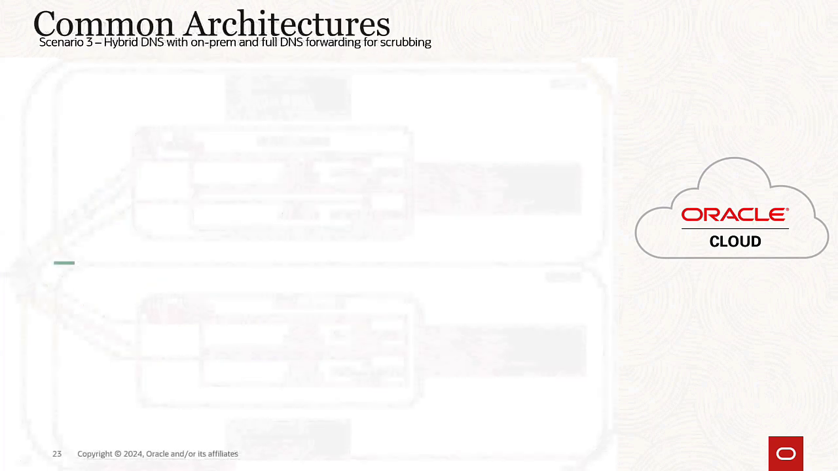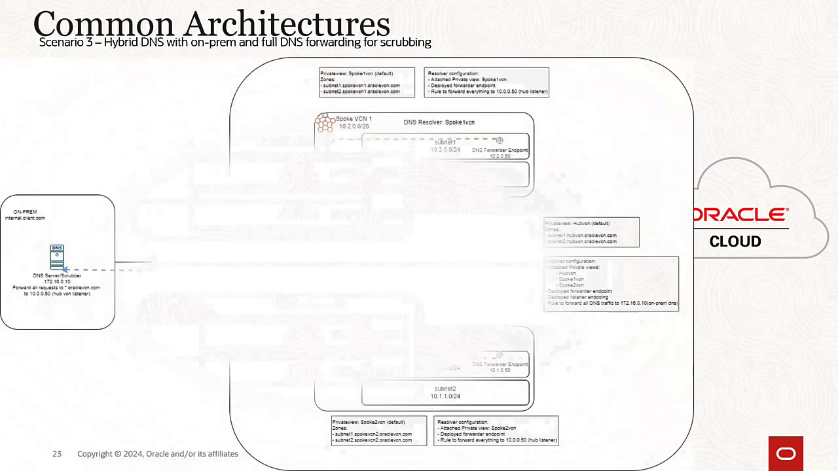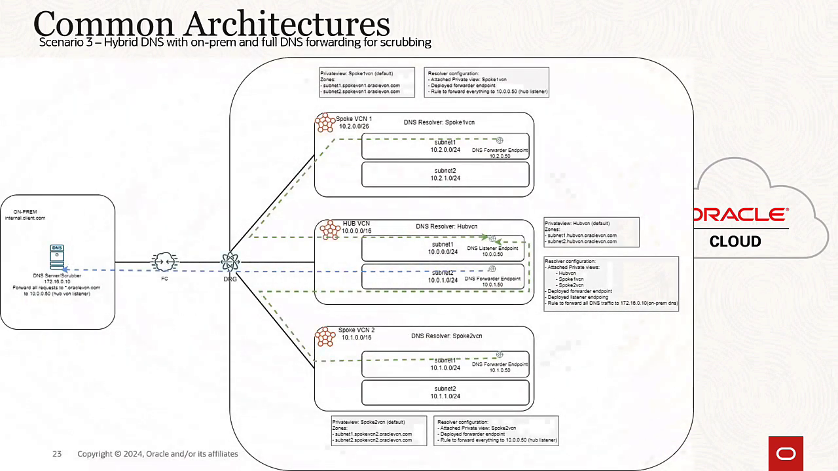Another interesting scenario is to forward all DNS traffic to a remote location for additional security. The remote location can have a third-party tool for DNS scrubbing of the bad domains. Let's look at an example where we have 3 VCNs in the same region and in the same tenancy. In this case, we'll do the following.